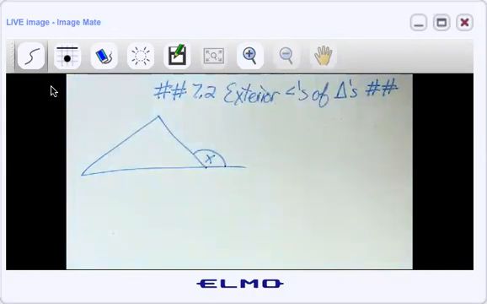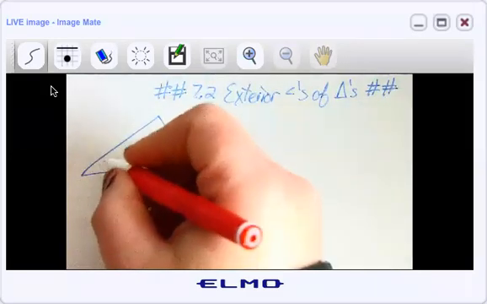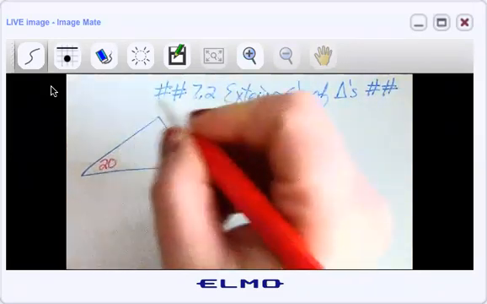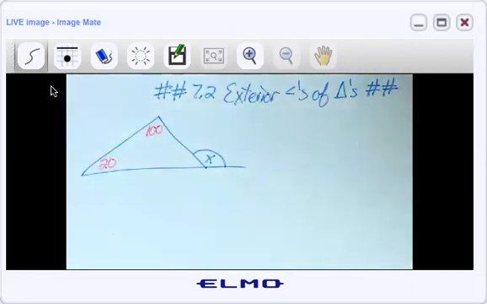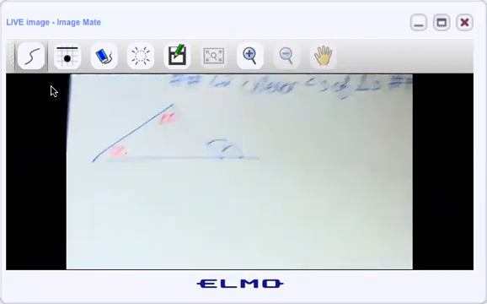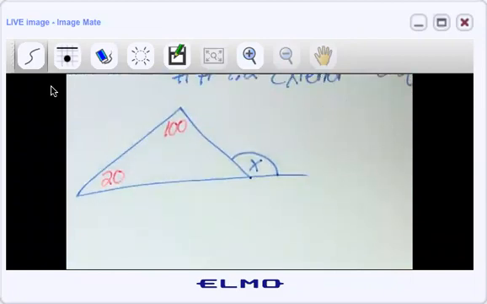So I want you to see if you can figure out the measure of that angle if I give you this information. Let's say that this is 20 and this is 100. So take a minute and see if you can figure out what the measure of that missing angle would be.